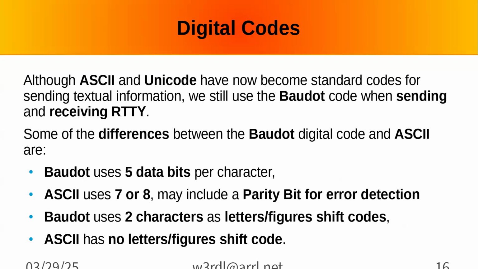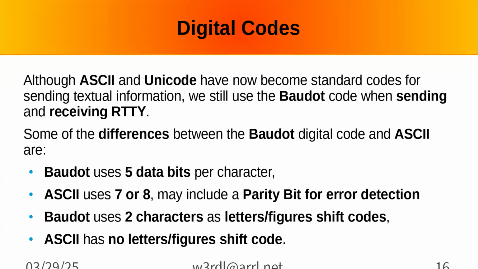When we talked about the difference between Baudot and ASCII, Baudot was 5 data bits per character. ASCII is 7 or 8. You can have a parity bit. In both cases, they can have start and stop bits.